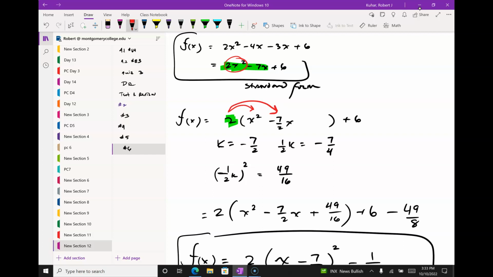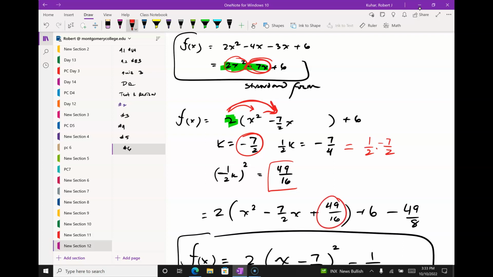Am I right? When I distribute it back, don't those 2's cancel and I get minus 7x? Yes or no? When I distribute this 2 to the negative 7 halves x, don't the 2's cancel? Say yes. And then I get back to my original. Good. Now I see k. It's the coefficient of x after that thing has been factored out. I get half of it. I just have to multiply, right? That's just 1/2 times 7 halves, so it's minus 7/4. I square it, 49/16.